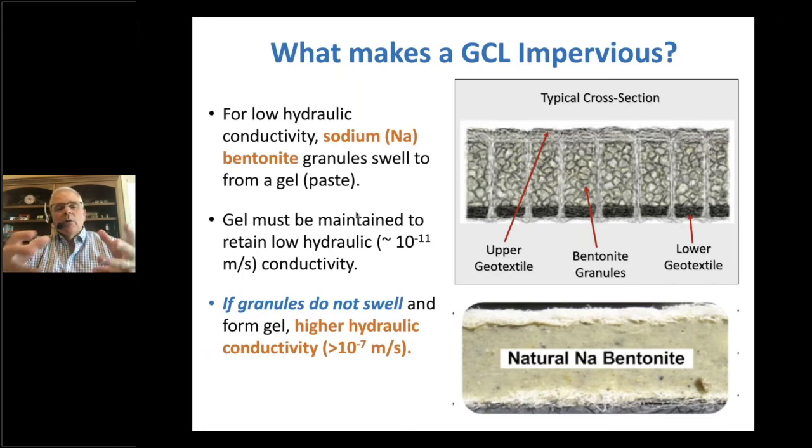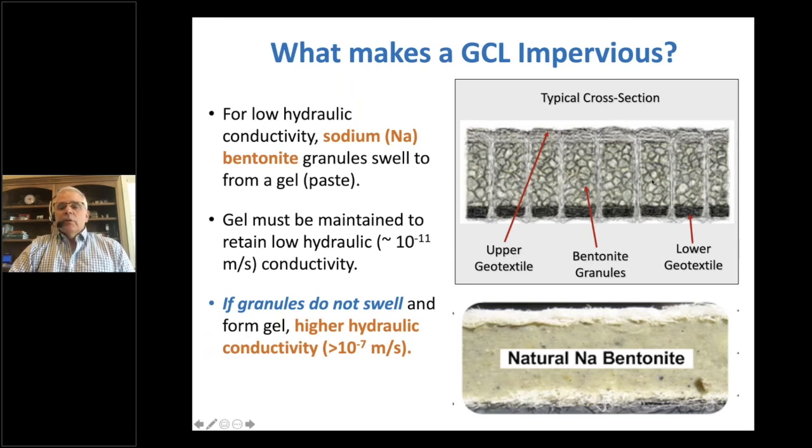We begin to look at what a GCL is, and I show in this drawing on the right a typical cross-section of a needle punch GCL. We have granular bentonite on the inside. These are bentonite granules, what we would call granular, but it could be powdered just as well. We have a geotextile on the top, a geotextile on the bottom, and needle punching fibers that are drawn through it that provide reinforcement.